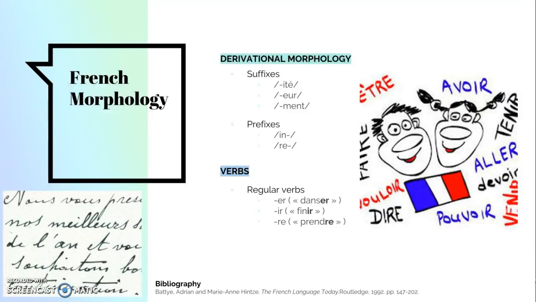Derivational morphology can be seen through the use of suffixes. Ité has the same purpose as ity in English, so it turns an adjective into a noun. For example, l'absurdité means absurdity and derives meaning from the word l'absurde. Eur is like English er, meaning le danseur is the dancer from la danse, which means the dance. And ment is comparable to English's adverbial ly. So to go from clear to clearly, they go from clair to clairement.